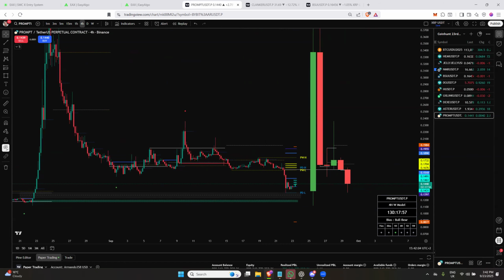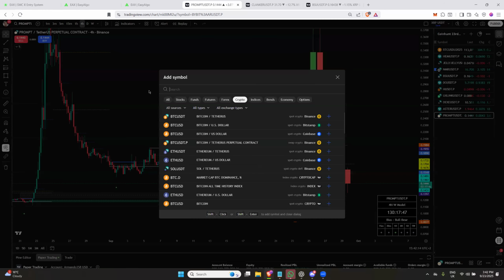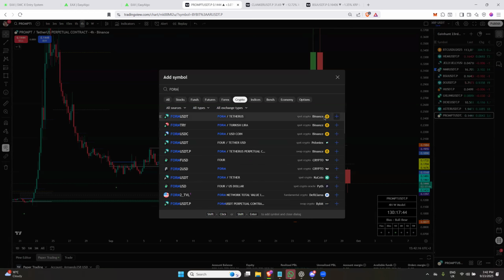Yeah, I'll just say have a look for those general confluences based on the EAX, the EA stuff. Okay, form. Let's have a look at that. I've also heard the groups speak quite a bit about form as well. Swap.